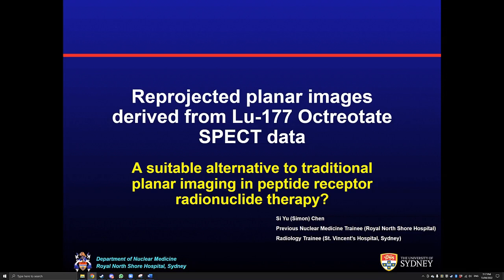It is on the utility of reprojected planar images derived from Lu177 Octreotate SPECT data, and specifically, is it a suitable alternative to traditional planar imaging in peptide receptor radionuclide therapy?